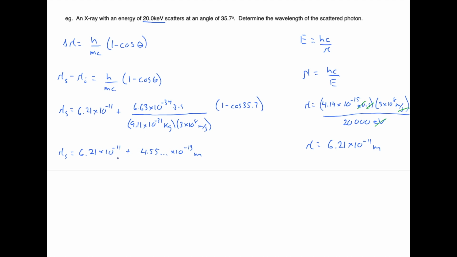But both of these then will be in meters, and so then of course I can add those two together. And so when I do add those two together, I do get that slight change, so 6.26 times 10 to the negative 11 meters. Now it is still a very, very small wavelength because it's in the X-ray region of the spectrum, so make sure that those ones are quite small. And make sure that you're then adding on that initial incident wavelength to those ones as well. But that'll give you then the longer wavelength of the scattered X-ray.